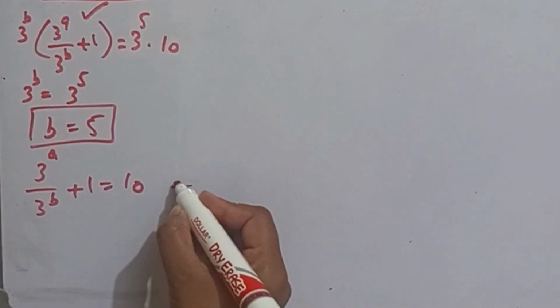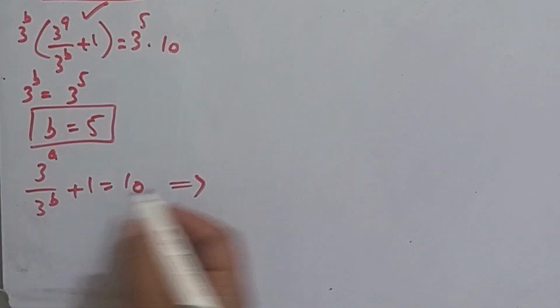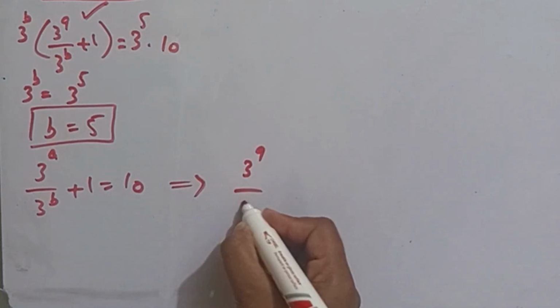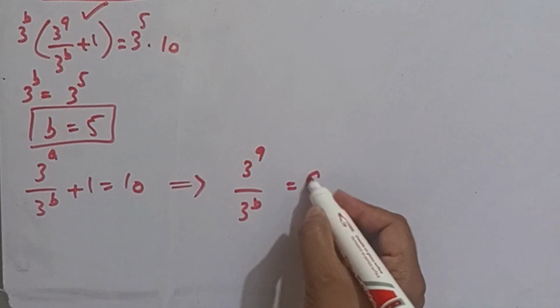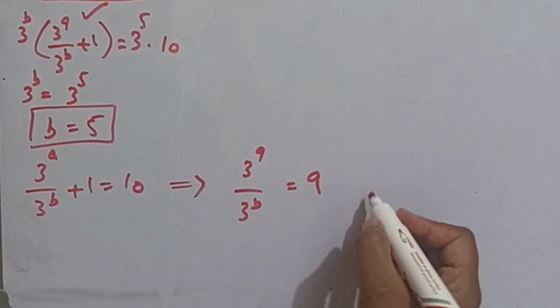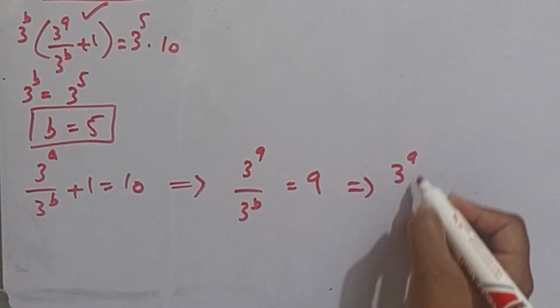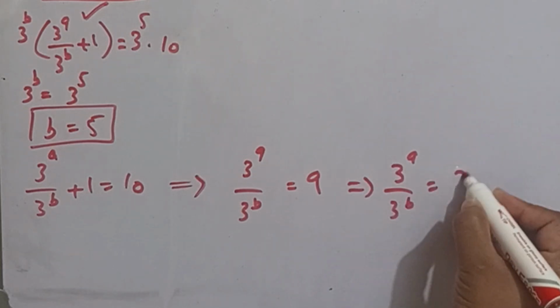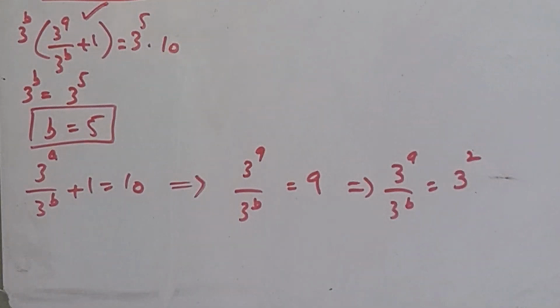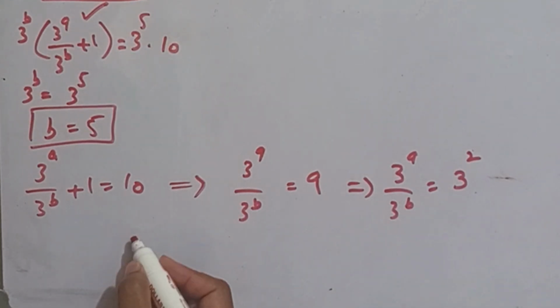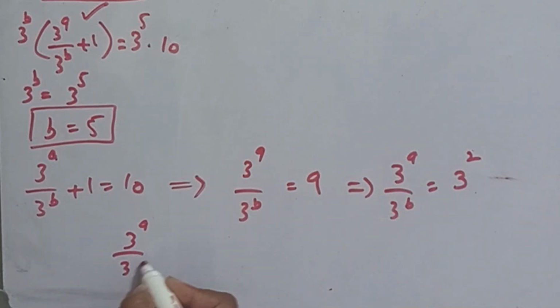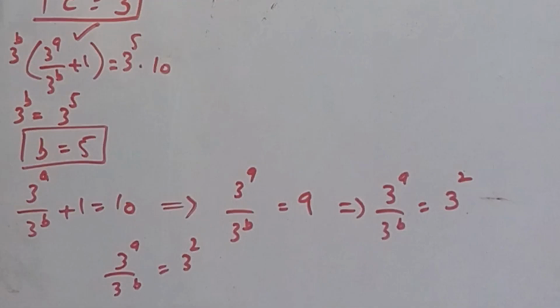We solve this equation and find the value of a. So this will become 3 raised to the power a over 3 raised to the power b, plus 1. Subtract 1 on both sides, then we get 9. And we write this 9 as 3 raised to the power 2, which is equal to 9. And in the next step, we have 3 raised to the power a over 3 raised to the power b is equal to 3 raised to the power 2.